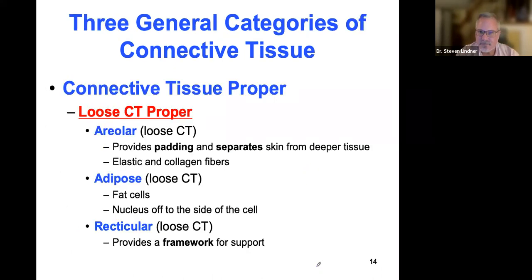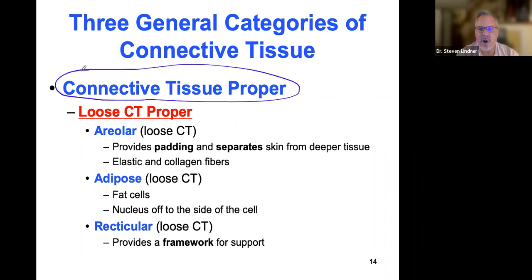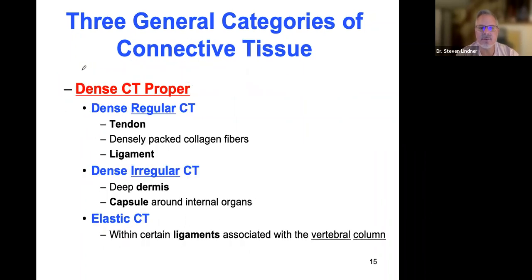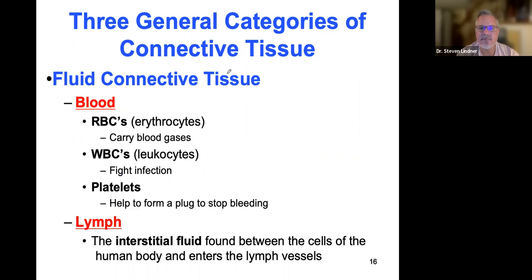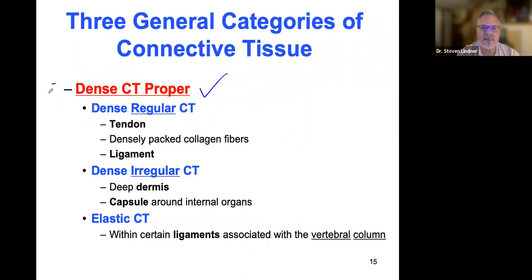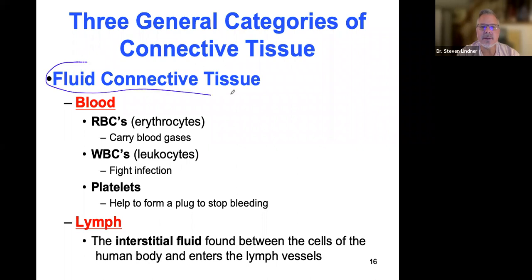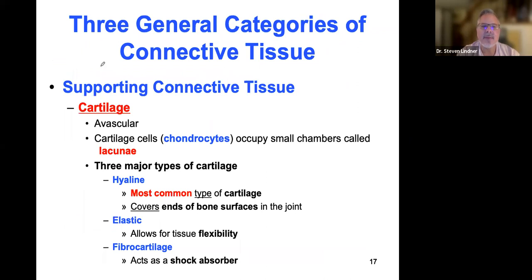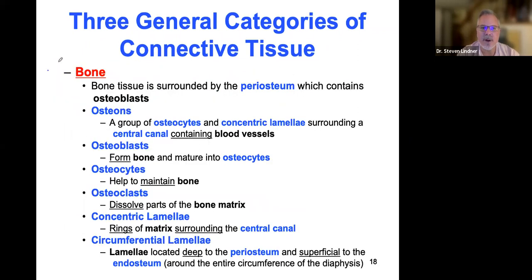When we look at connective tissue, we have a few categories. One category is connective tissue proper. Under connective tissue proper, we have loose connective tissue and dense connective tissue. So we'll talk about those two. Then we have fluid connective tissue, which is where blood and lymph fall under. And then we have supporting connective tissue, which is cartilage and bone.